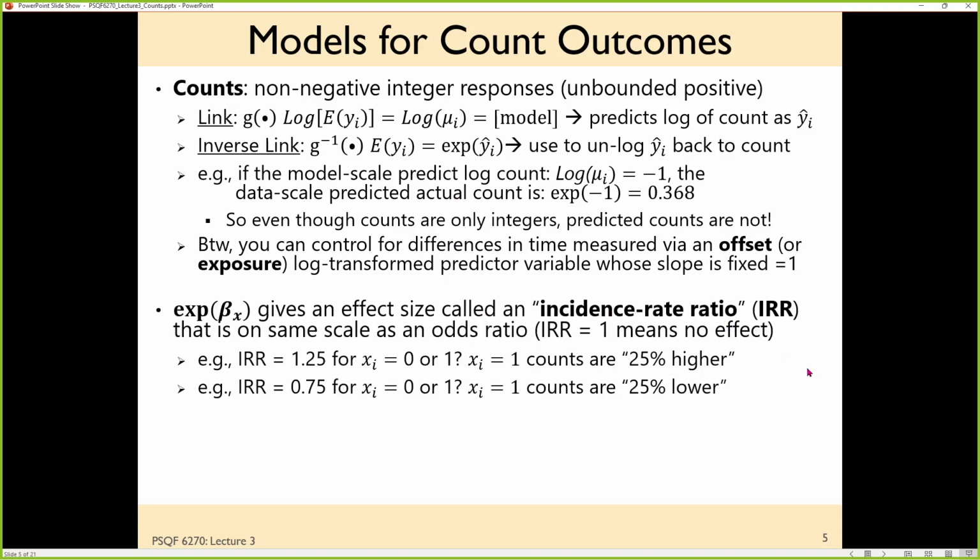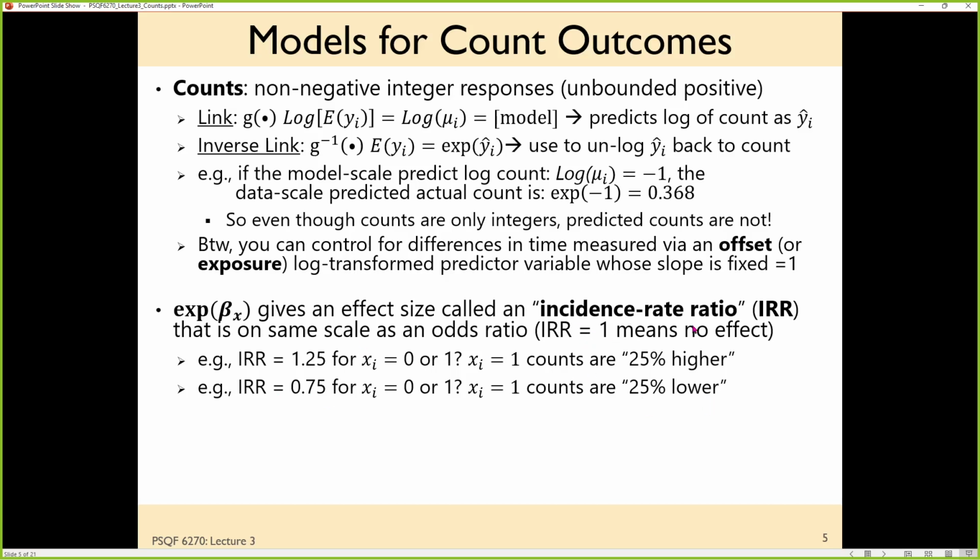And effect size is the same thing that we've been doing with yet a third name. So if you take a slope that predicts the log of the count and you exponentiate it, it is now called an incident rate ratio. So it's an odds ratio or a relative risk ratio or an incident rate ratio. They all get computed the same way. So for instance, if I had an incident rate ratio of 1.25, then I would say that the counts are 25% bigger if you have a 1 for the predictor rather than a 0. And if it's an incident rate ratio of 0.75, then that describes a negative slope, and I would say that the counts are 25% lower.